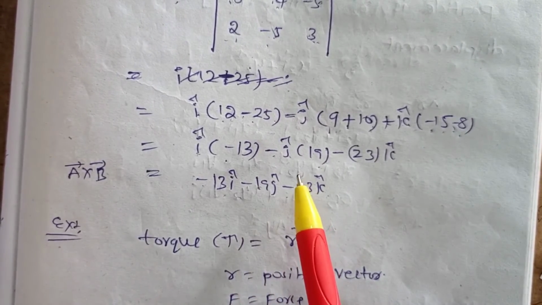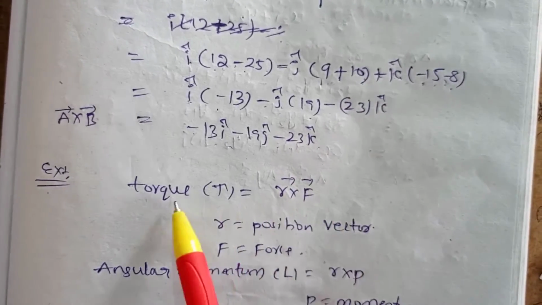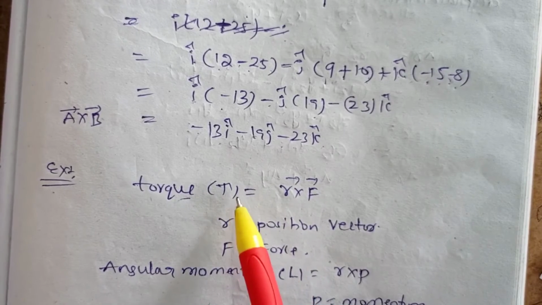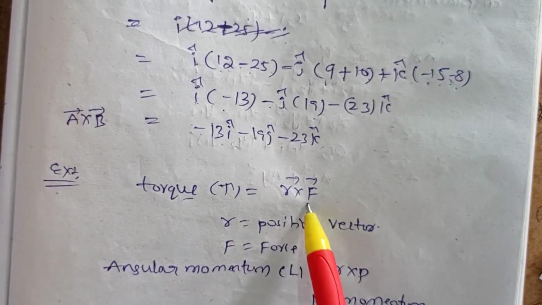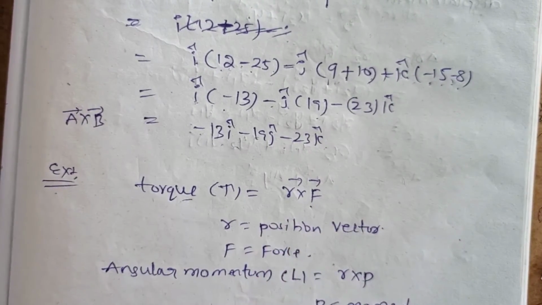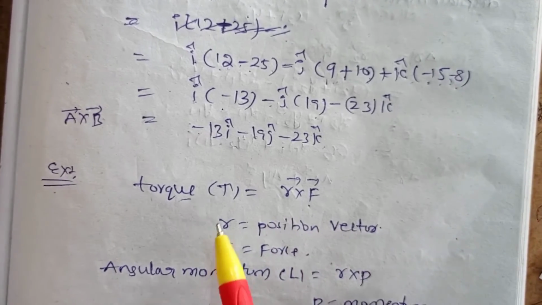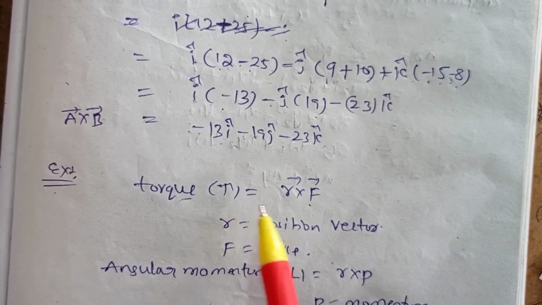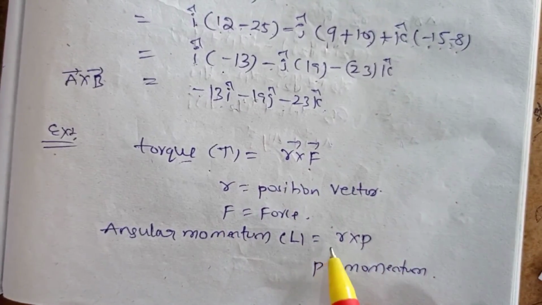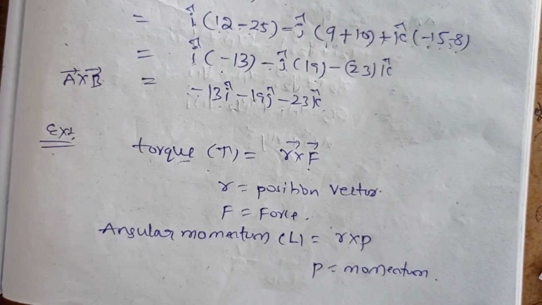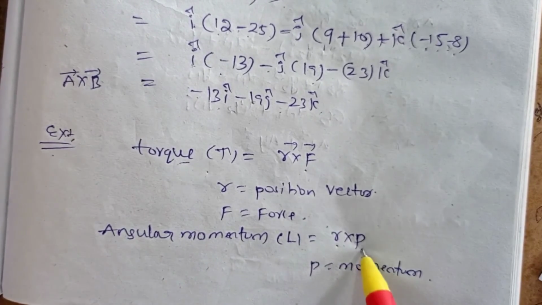So this is the cross product of two vectors. What are the examples of the cross product? Torque. Torque is an example of the cross product. What is the formula of torque? That is R cross F. We will study this in detail in the next chapter. Another example is angular momentum. Angular momentum L is equal to R cross P. R is the radius vector or position vector, and P is the momentum.